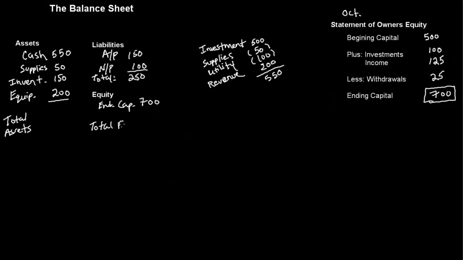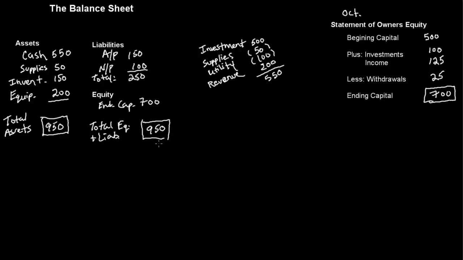So then this is going to be our total liabilities plus equity, which is just the 250 plus the 700, which should give us 950. And the total assets, if you add them up, they should also be 950. So in this case, our balance sheet balances, which is ideally what we want.